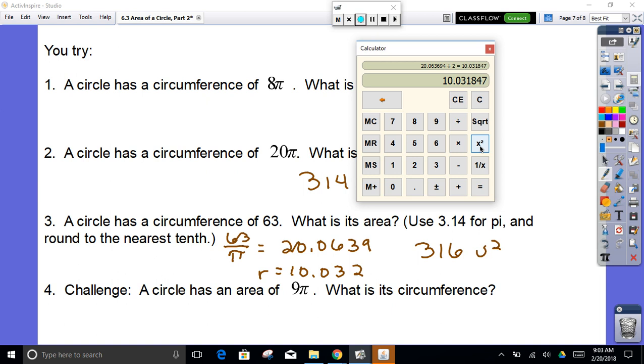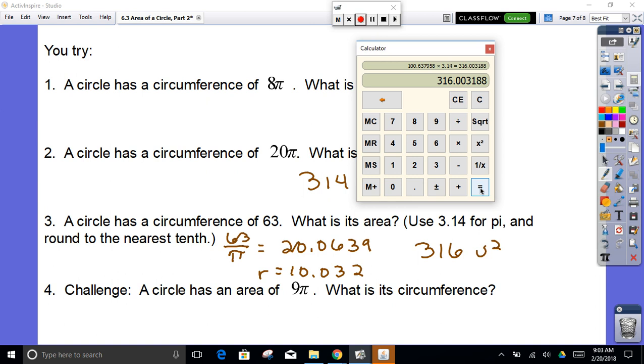I'm going to square that number, I think. Nope. No? There it is. It squared it. Okay, so it's 100.637958 times pi gives me 316.003188. So that's the most accurate if you just don't take any of the numbers out of your calculator. If you do need to and you need to write them down, just write down lots of digits.